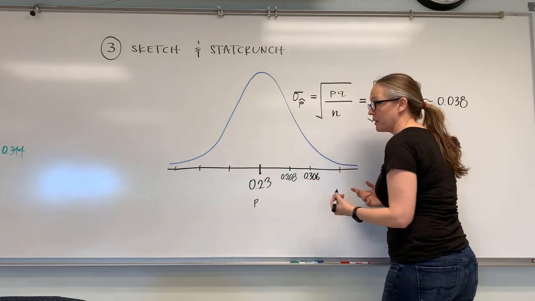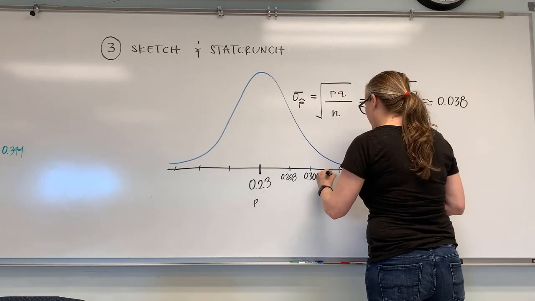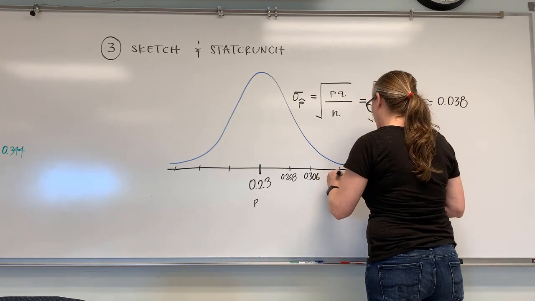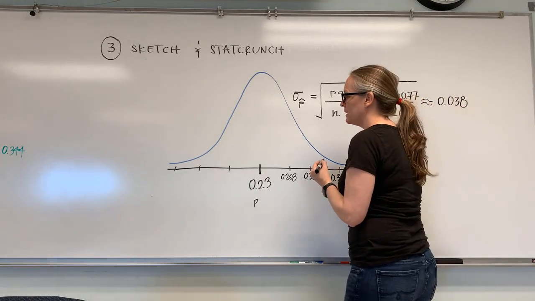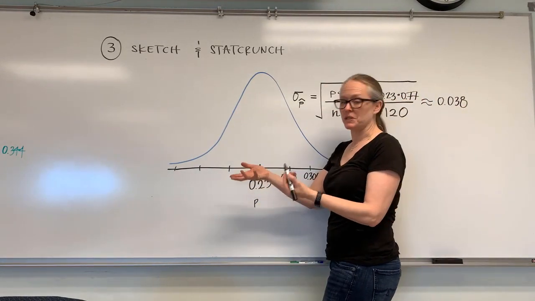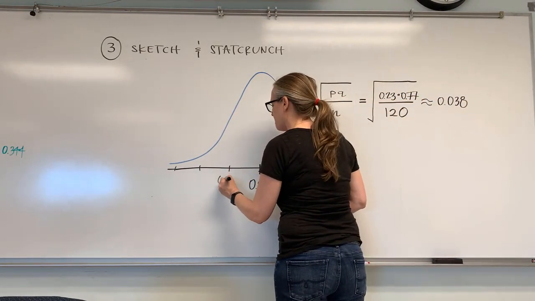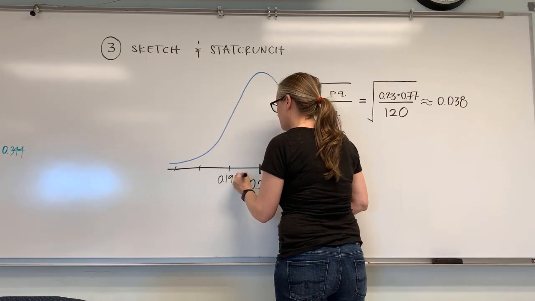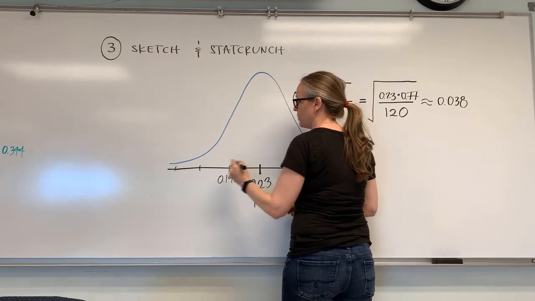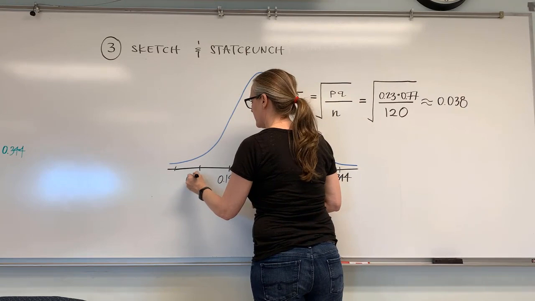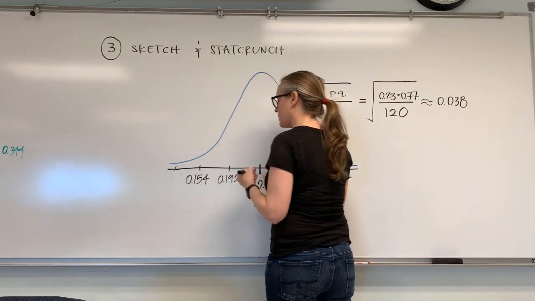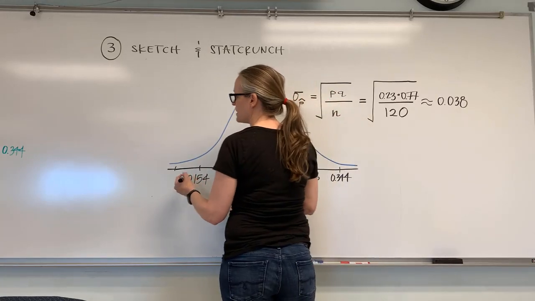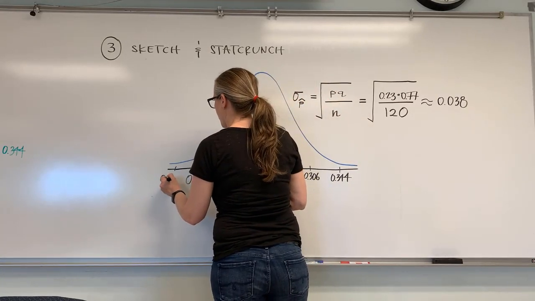One more time for the third tick mark. If I add 0.038, I get 0.344. I'm going to do the left side as well. If I subtract 0.038, I get 0.192. Subtract 0.038 for the third time, I arrive at 0.116.